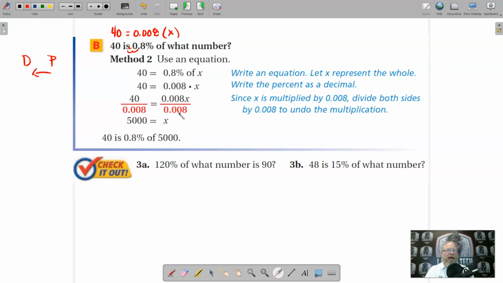Divide both sides by 0.008, and you get just the x on the right, and 40 divided by 0.008 is 5,000. So we find out that 40 is 0.8% of 5,000. So let's do a couple of them here. We'll use the proportion concept. So part is to whole as percent is to 100. Well, we know the percent is 120, so we'll fill that in.